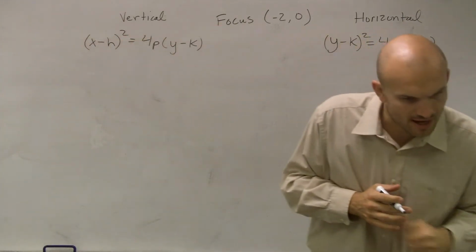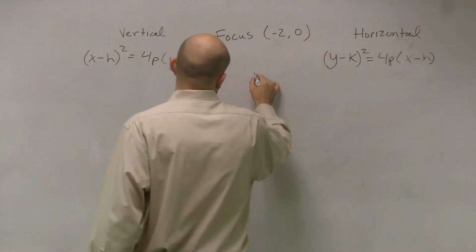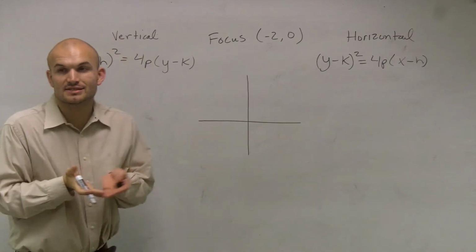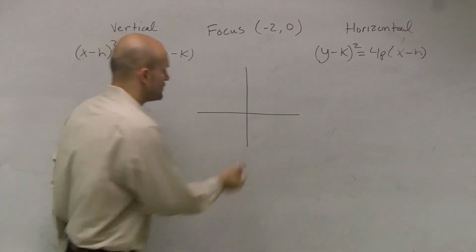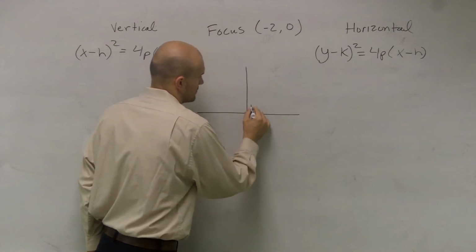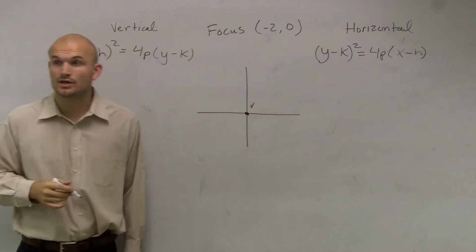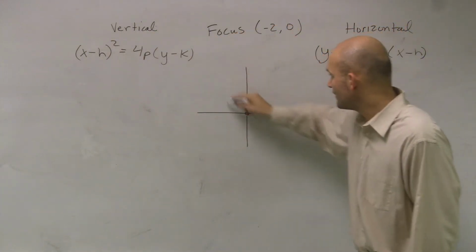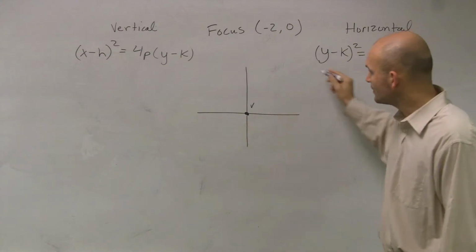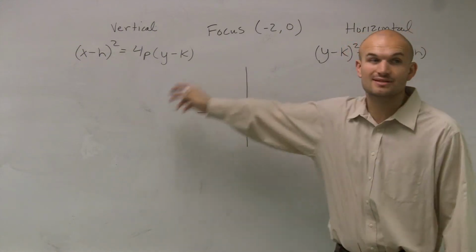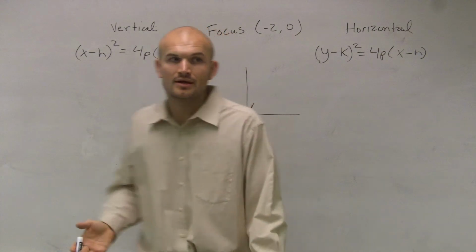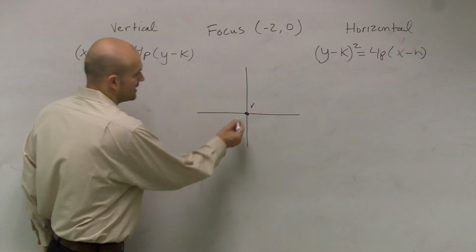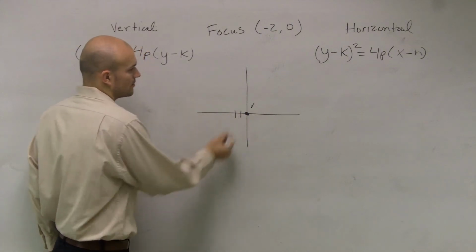It does say for this problem that we do have a vertex. Remember, a vertex is either the top or the bottom of a parabola, and that vertex is at 0, 0. So now I have pretty much 4 possibilities for a parabola. It could open up, down, to the right, or to the left. The only other piece of information they let us know is where the focus is. Well, the focus is at -2, 0.